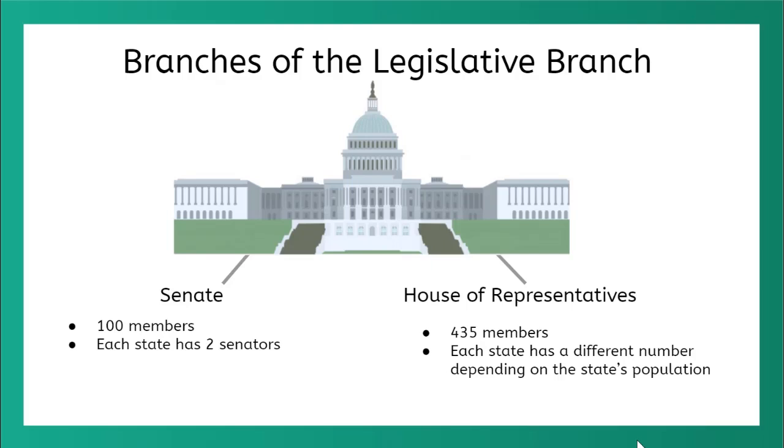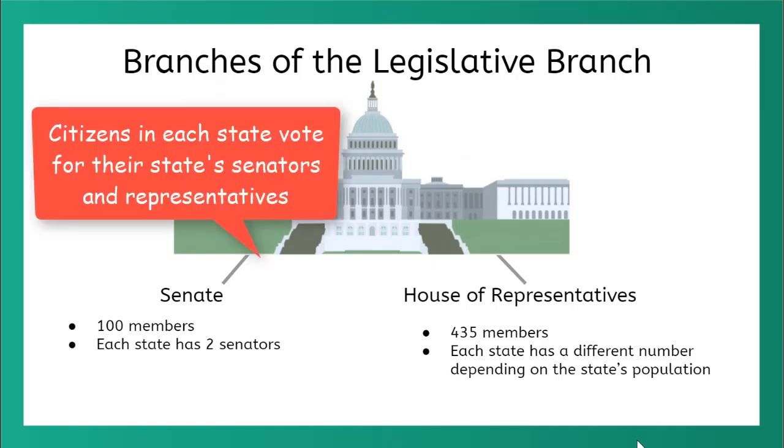The other branch, the House of Representatives, has 435 representatives. Each state has a different amount depending on that state's population, or how many people live in that state. Citizens of each state vote for their senators and representatives.